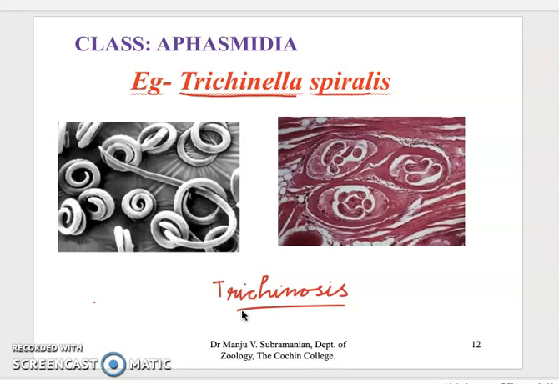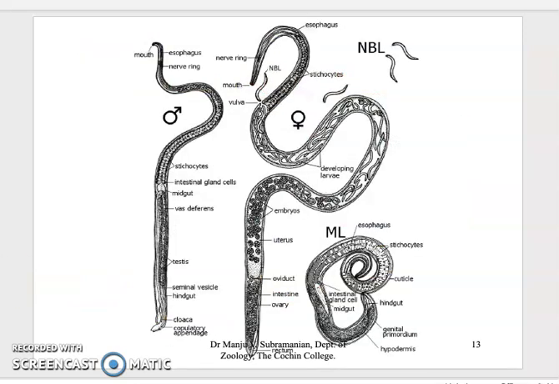The members of this genus are often called trichina worms, and it requires two hosts, both mammals, to complete its life cycle. So this Trichinella worm requires mammalian hosts to complete its life cycle.